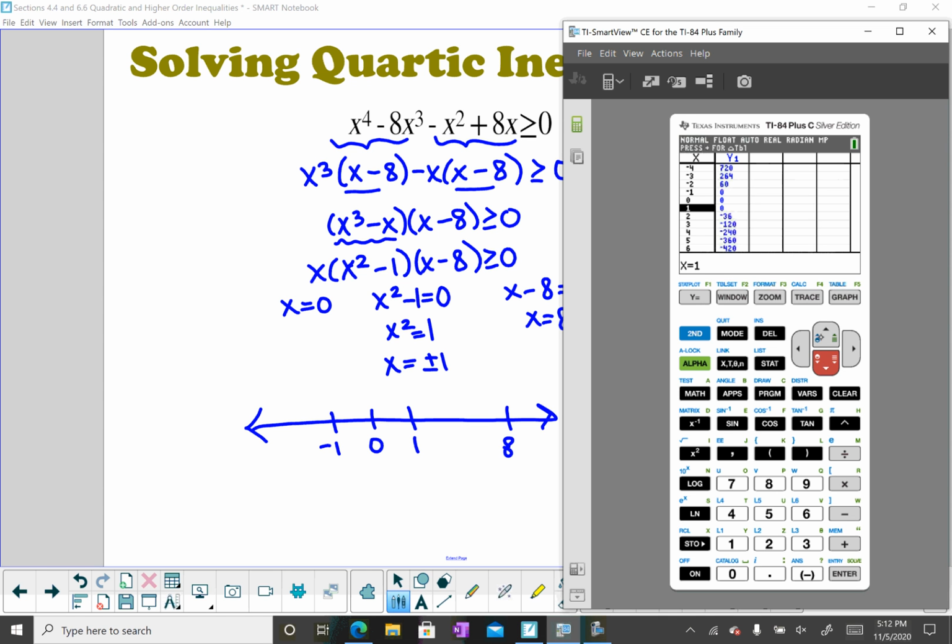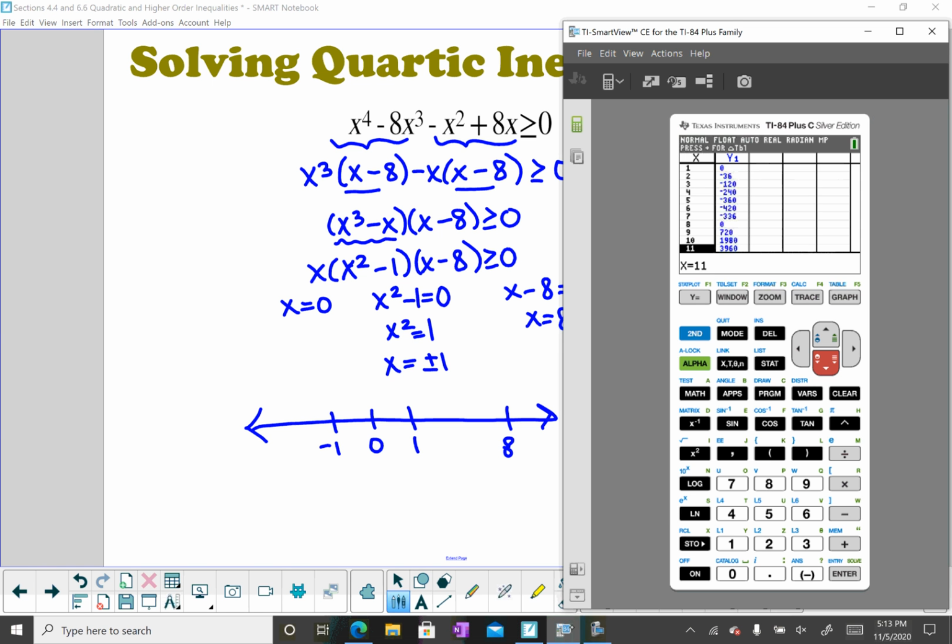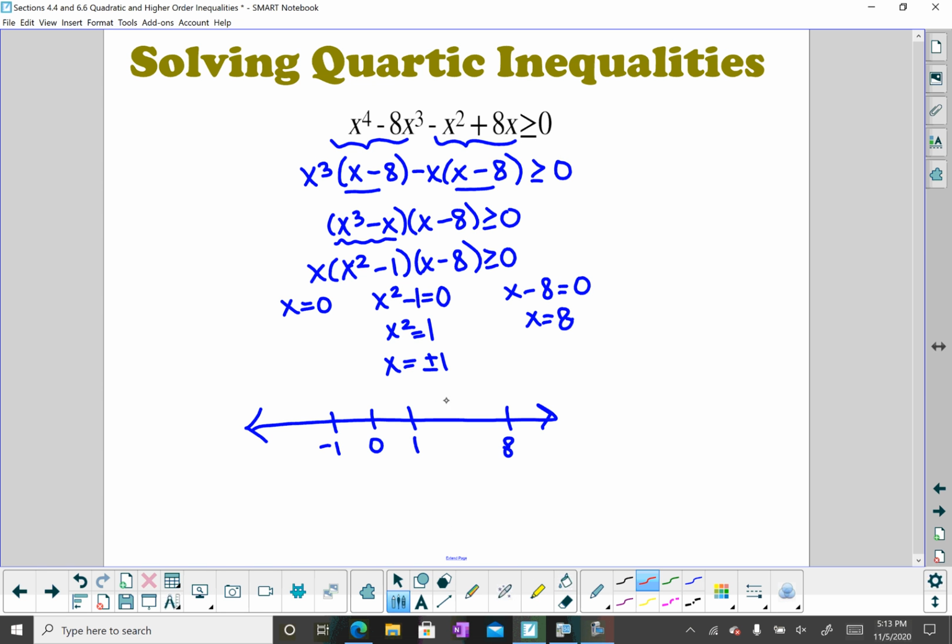All the values less than -1 are positive values you can see here. So I can just put a plus there. And then all the values between 1 and 8 are negative, and all the values greater than 8 are positive. So I'm going to fill those in my number line. I'll use a different color here. So what did I say those were? Between 1 and 8 were negative, and this guy was positive, and this guy was positive.